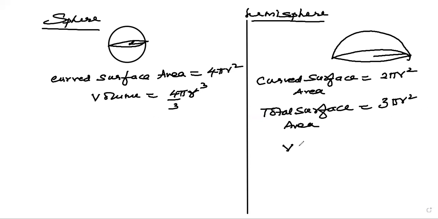Okay? Then it has got a volume, children. Volume will be half of the volume of a sphere. So if we multiply by half, the 2 and 2 cancel, 2 times 2 is 4. So it will become 2/3 πr³. You remember everything of hemisphere from the sphere itself. Are you getting me here?